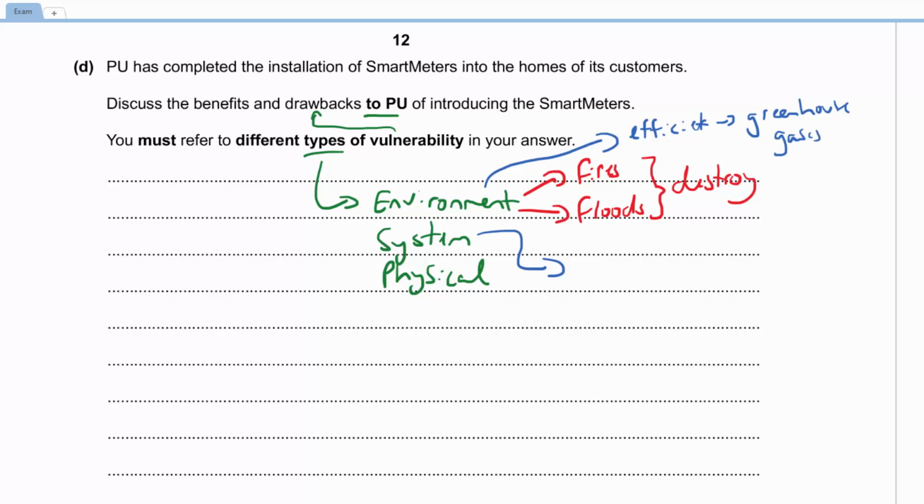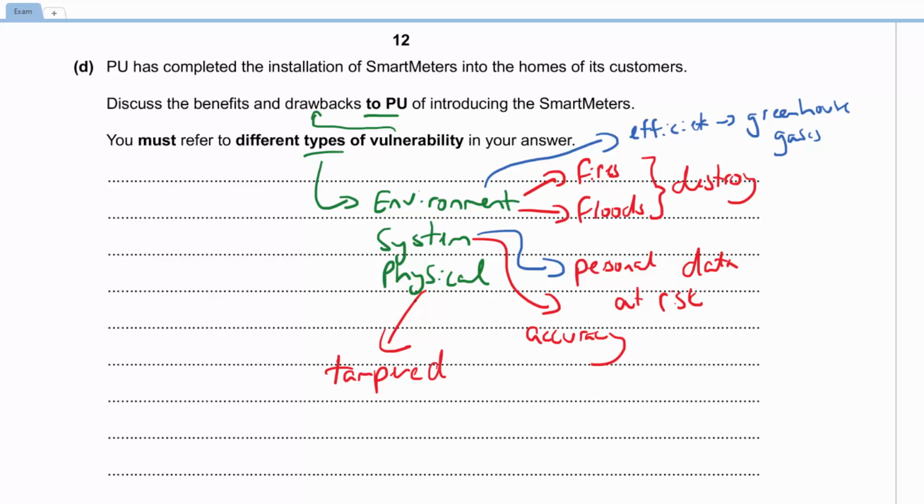System vulnerabilities are weaknesses regarding the device itself, so the smart meter itself. So personal data could be at risk. But a positive could be its accuracy, as I mentioned earlier, or reliability, I think was what it said in particular. That's a positive, not a disadvantage. And physical are regarding people actually getting near the system itself. So I guess it could be tampered with is a risk of smart meters, right? Someone might try and change their smart meter to get a lower bill. It could also be stolen.